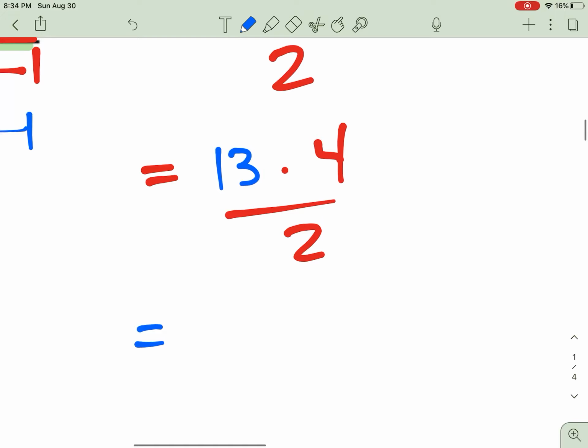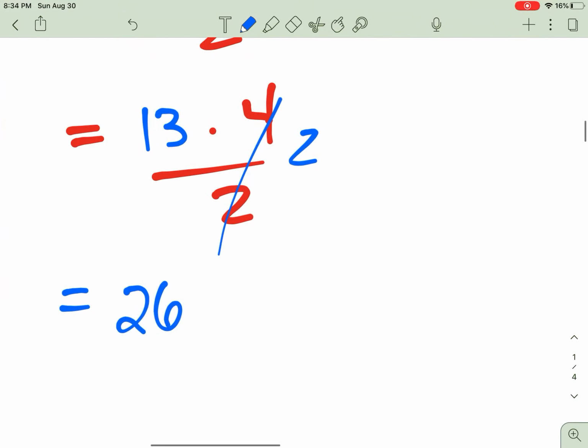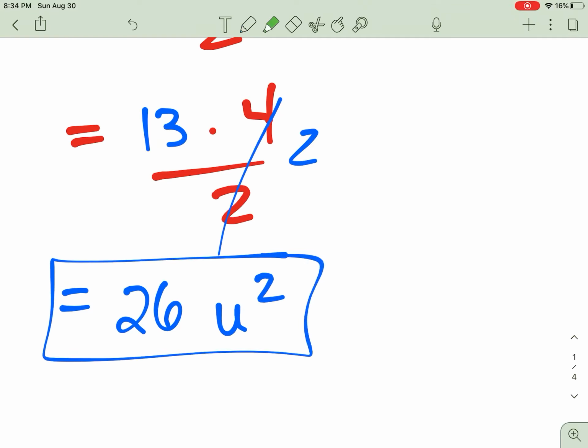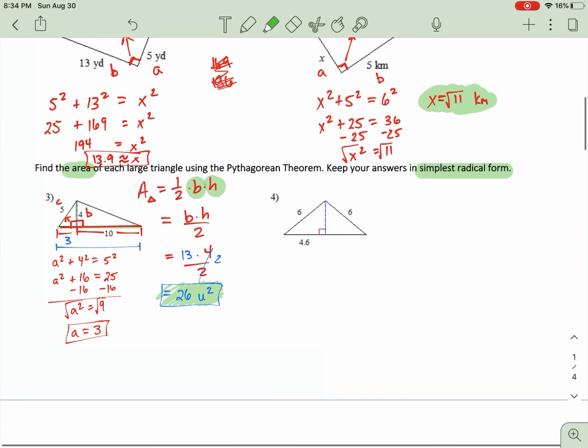So our area of this triangle is going to be 13 times 4 divided by 2, or 4 divided by 2 is just 2, so 13 times 2 is 26, and it doesn't give us a unit, so we're just going to say units squared. So that's the area of that one. Okay, and that's our answer right there.